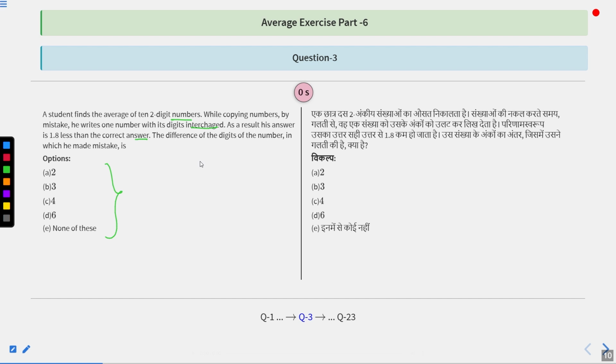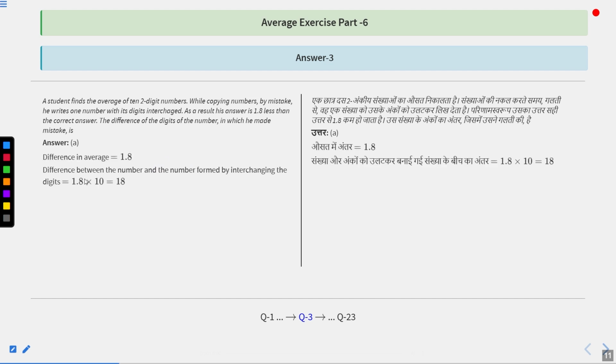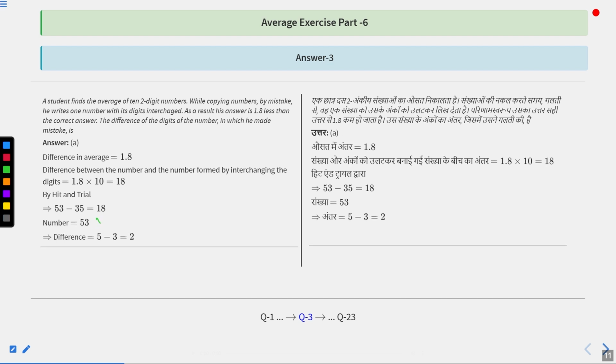Now time's up. Let's see the solution. The difference in average is given as 1.8. So the difference between the number and the number found by interchanging is 1.8 multiplying by 10, because there are 10 two-digit numbers, which becomes 18. In this question, we are going to use the hit and trial method. We choose a number whose difference is 18 when we interchange the digits. So we got 53 as the number. When we interchange the digits, we get 35, and the difference is 18. So our number will be 53.